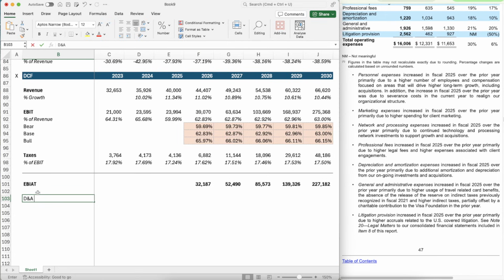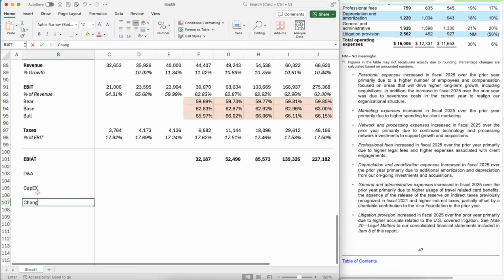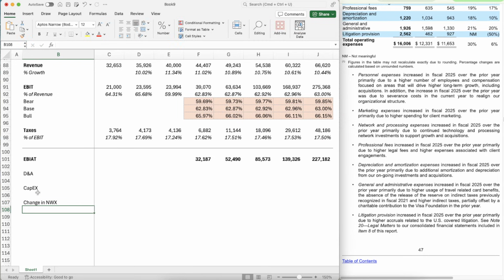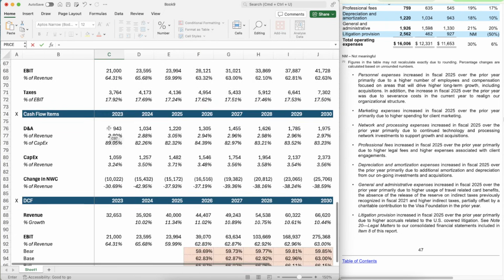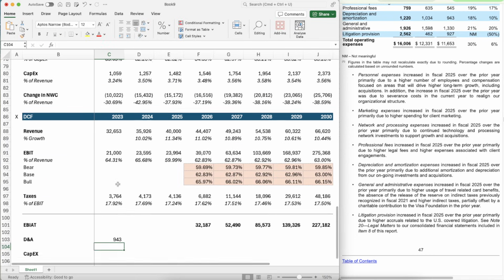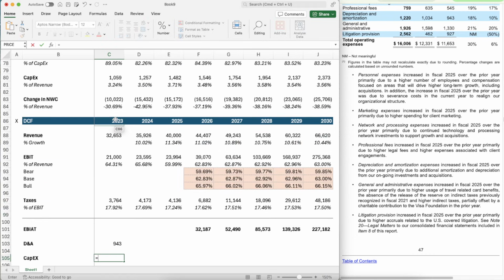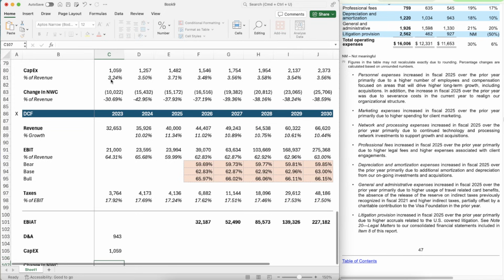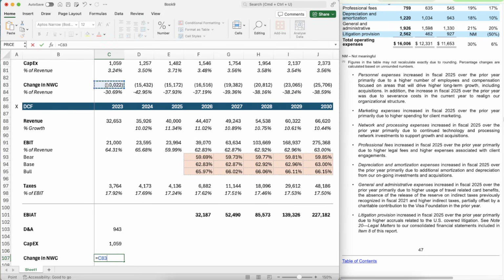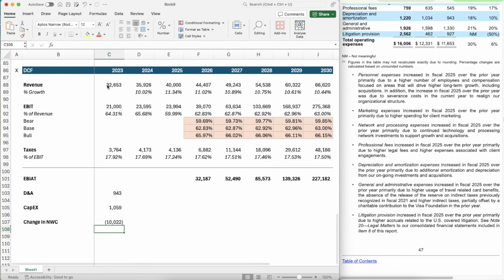Then we want D&A, capex, change in net working capital. The free cash flow is going to be huge because of the negative change in net working capital. But we'll just pull all of these down. This along.